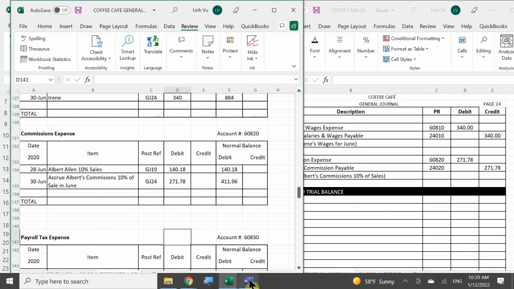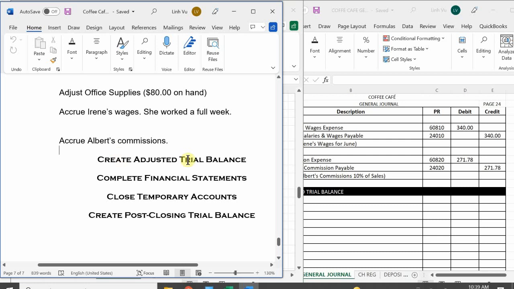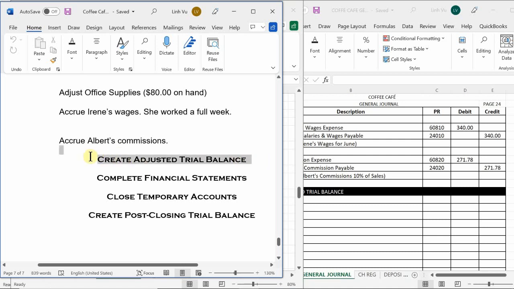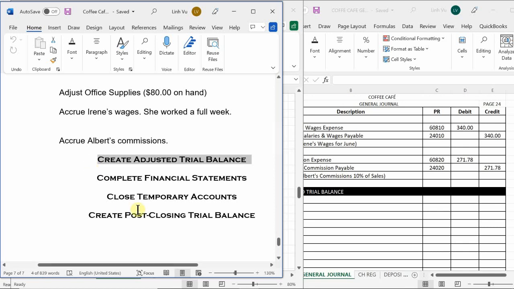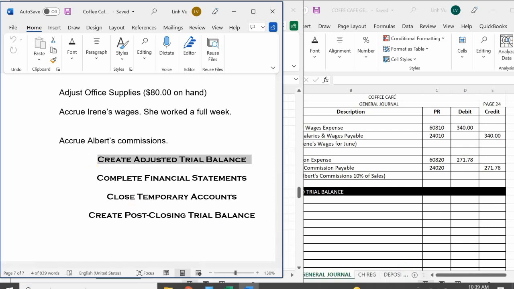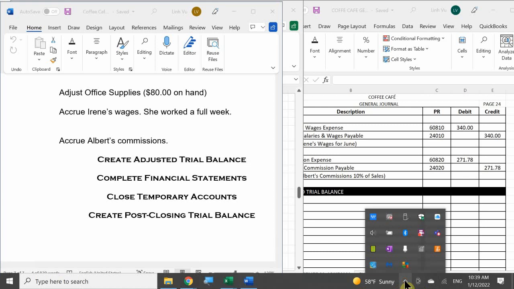Good. So now the next step that we have to do is going to be to complete the adjusted trial balance. And once we have that, then everything's going to trickle down and we're going to go ahead and do the financial statements tomorrow as well. But as far as closing the accounts, we'll just save that for the following week. Okay. So, all right. Other than that, this is where we're going to stop for today.